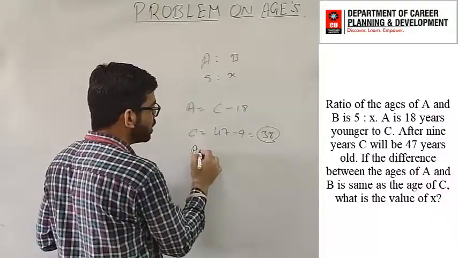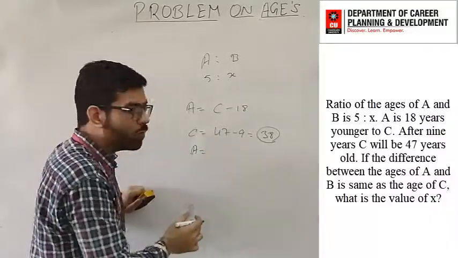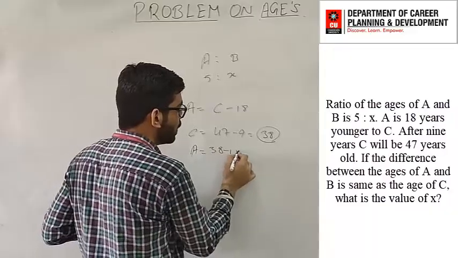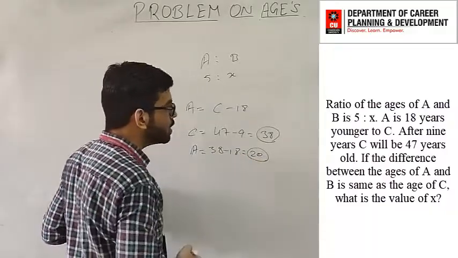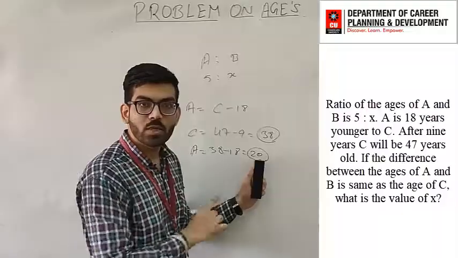From here you can calculate the present age of A. Present age of A comes out to be 38 minus 18, which is 20 years.